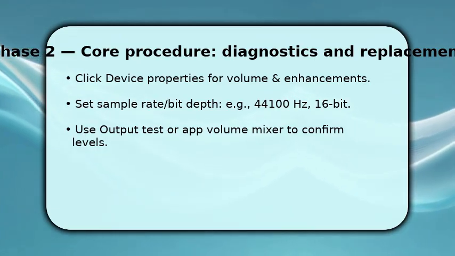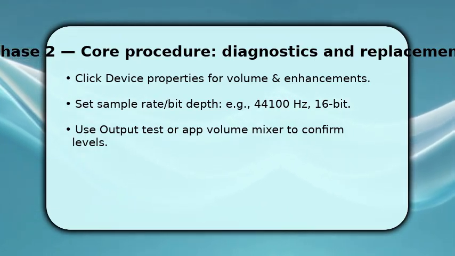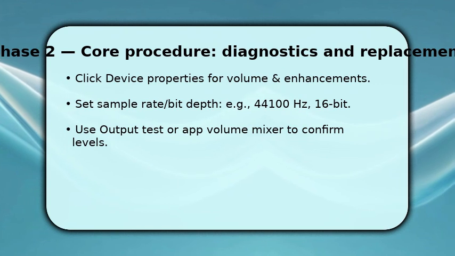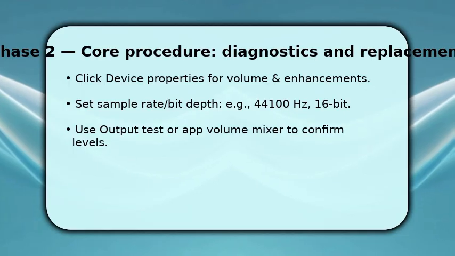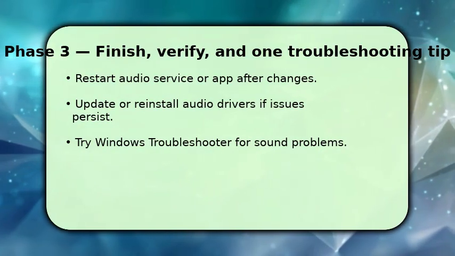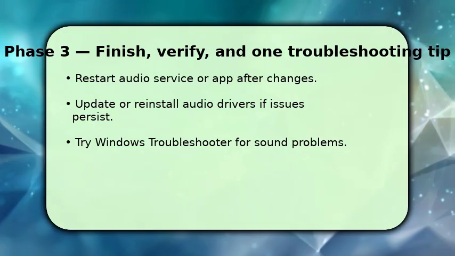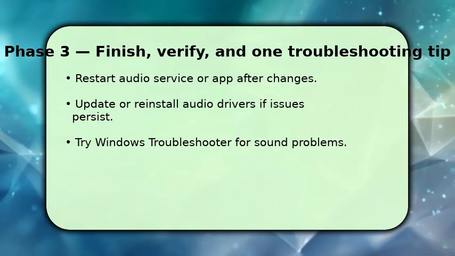Use the output test and the app volume mixer to confirm each application's level. Adjusting here prevents one app from overpowering others. To finish, restart the app or system audio service so settings take effect. This often resolves routing glitches.